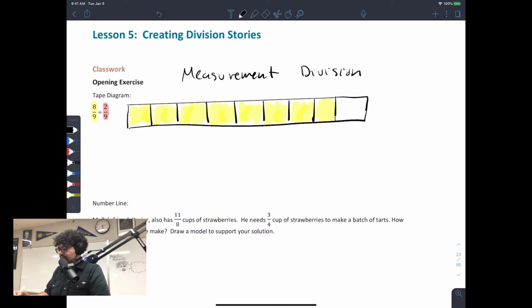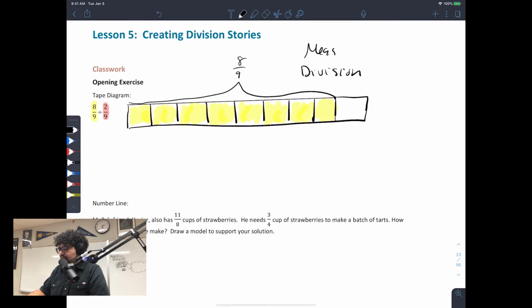So that represents my first fraction. We can say that these are 8 out of the 9. And this is measurement division. Now we're going to break those 8 ninths into groups of 2 ninths. Okay, so let's go ahead and do that.